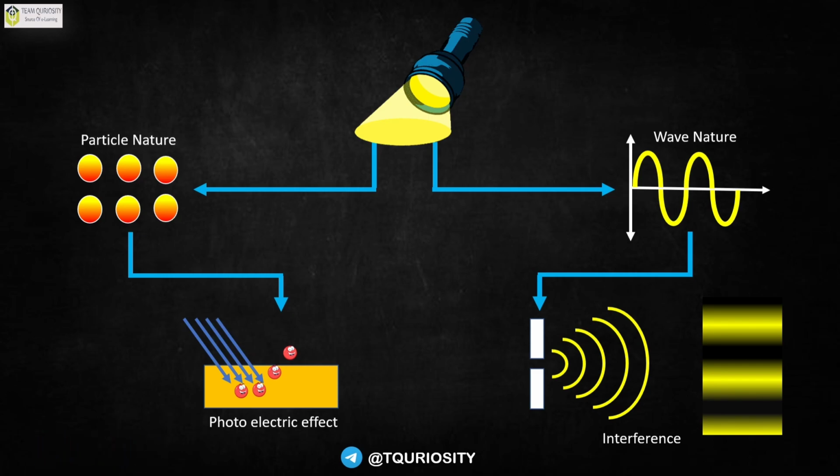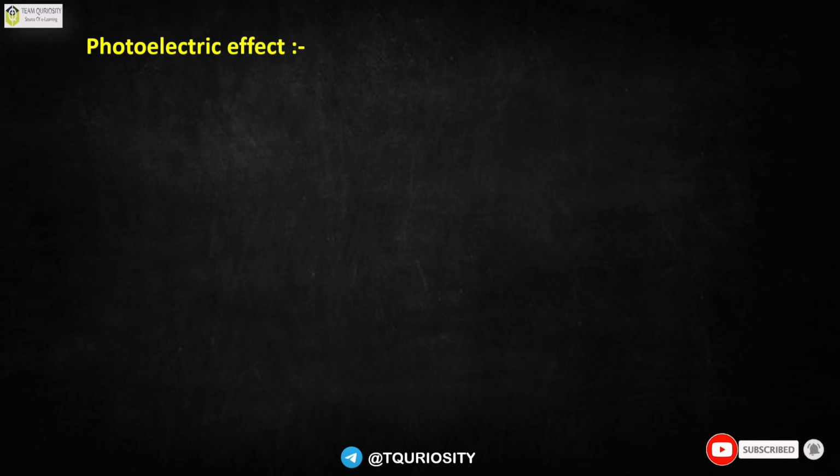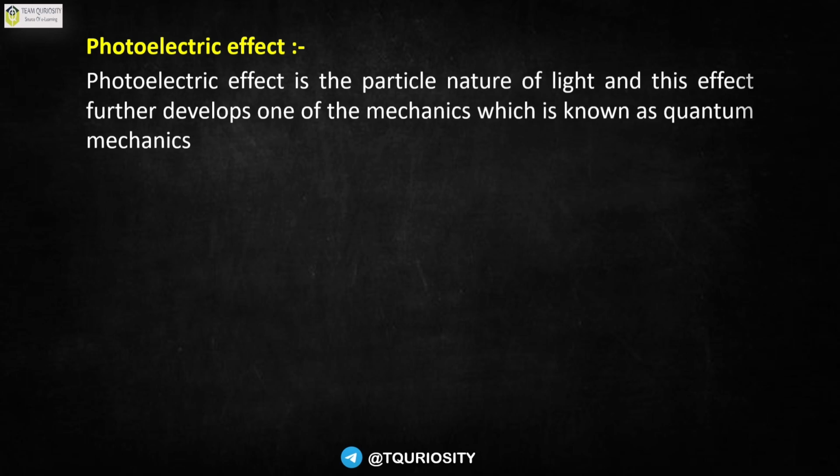showing the phenomenon of photoelectric effect. In 1887, Hertz discovered the photoelectric effect, which provides direct information for energy quantization of light. For the students who don't know about energy quantization, it is the phenomenon in which an electron can absorb or radiate in limited amounts. Let us know about the photoelectric effect, which is basically the particle nature of light. This effect further developed one of the greatest branches of science, known as quantum mechanics.